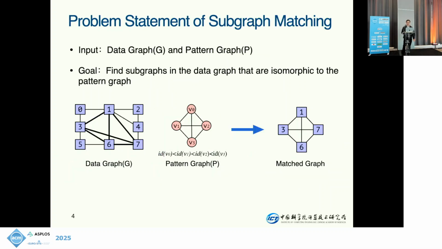Subgraph matching takes one data graph and one pattern graph as input, and the goal is to find all subgraphs that are isomorphic to the pattern graph. In this example, you can see on the right that there is one matched graph for this 4-clique pattern.